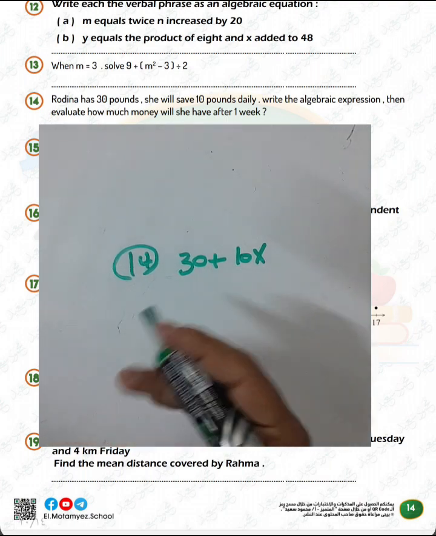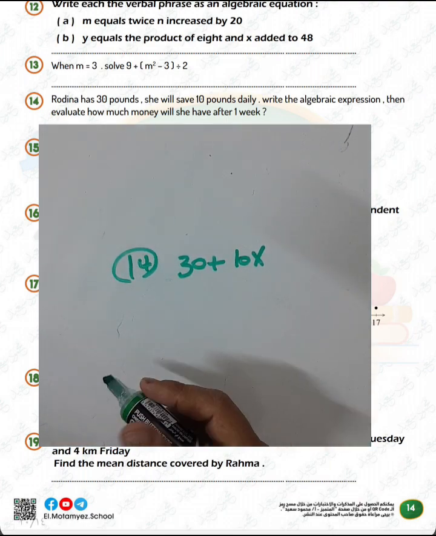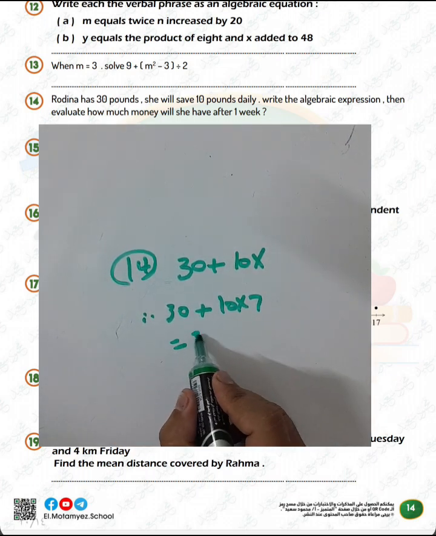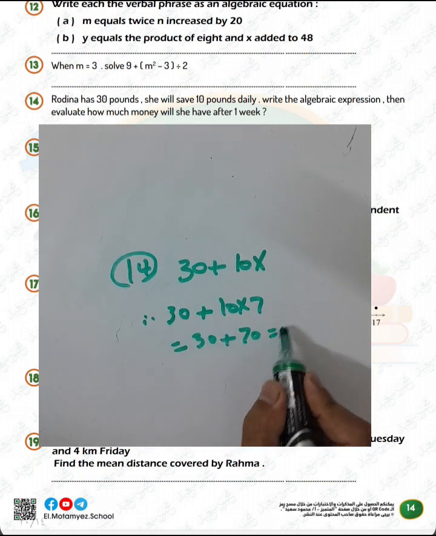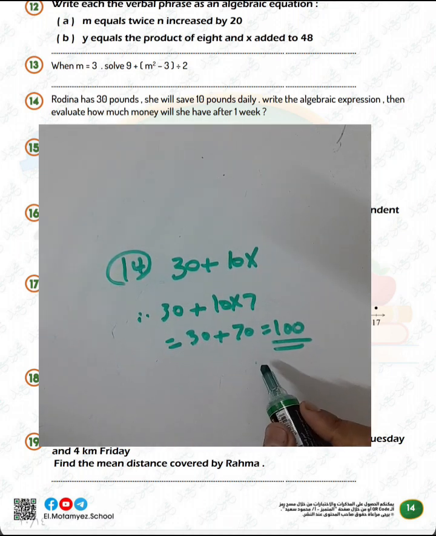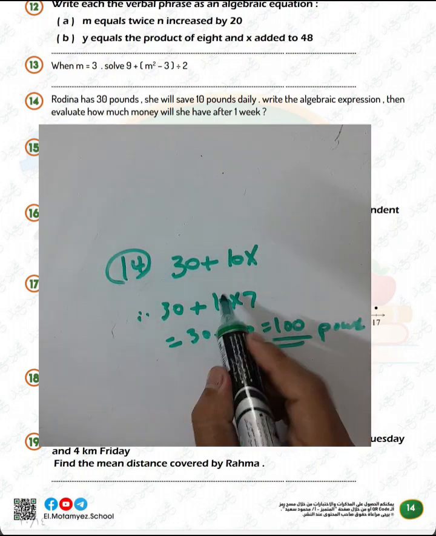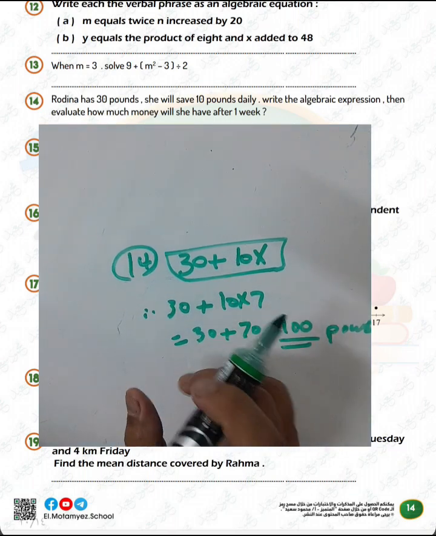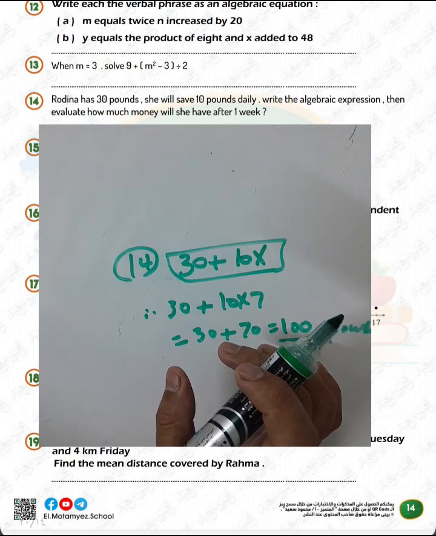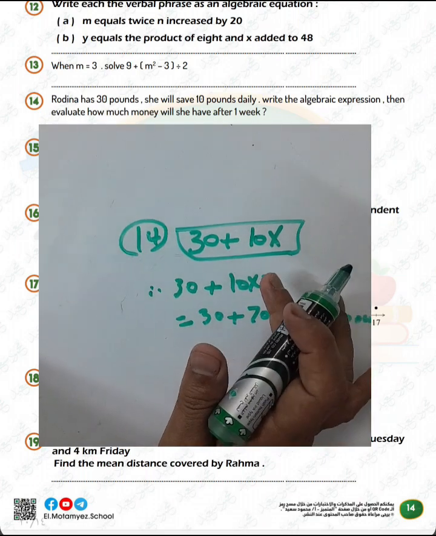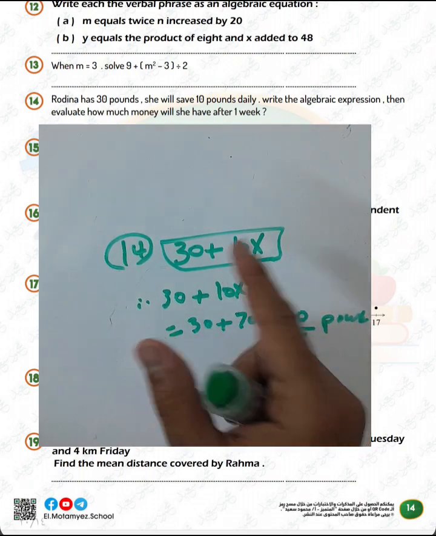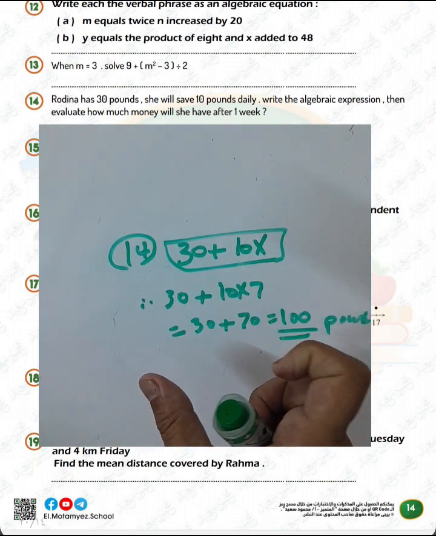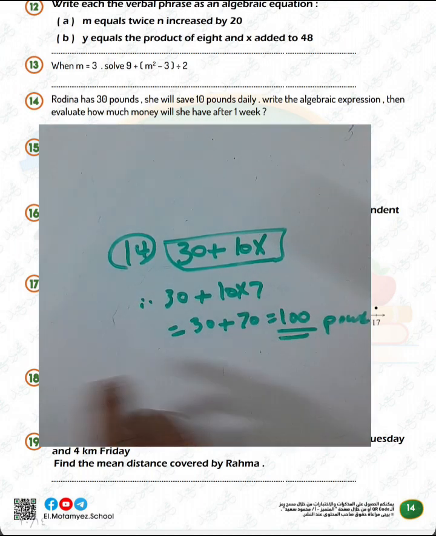How much money will she save after 1 week? We know 1 week equals 7 days. Then the number will be 30 plus 10 times 7, so she will have 30 plus 70, which is 100 pounds. Understood? It's the rule about the expression. She has now 30 Egyptian lira or 30 pounds, and she will save 10 pounds daily. Daily means x refers to 1 day. In each day she saved 10 pounds. But in the example, we want to find after 1 week. 1 week equals 7 days. Then put x equals 7. Then the result will be 100 pounds.